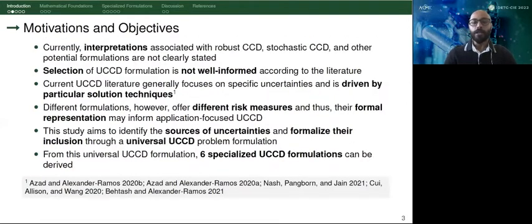There are some limitations currently in the UCCD literature. For example, interpretations associated with robust CCD, stochastic CCD, and for that matter, any other formulations are not clearly stated. As a result of that, selection of UCCD formulations for specific applications is not always well informed. For example, a lot of research in the UCCD area has focused on specific uncertainties from a certain discipline, and it's largely driven by particular solution strategies.